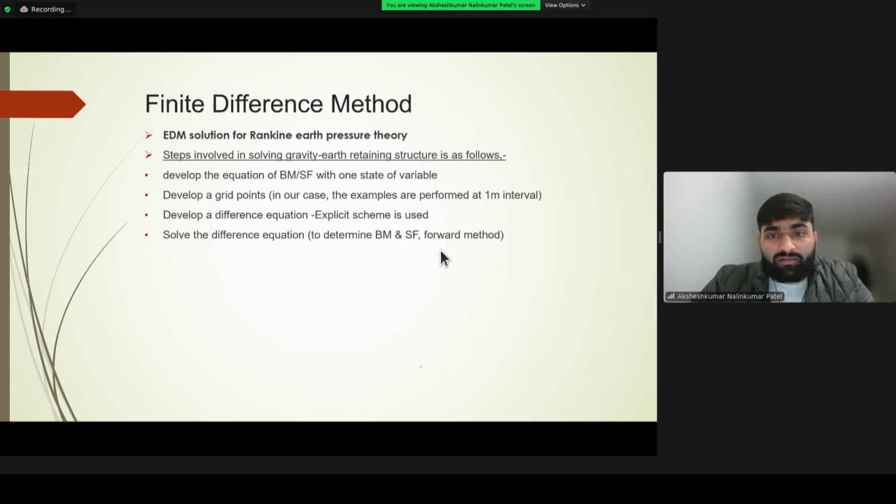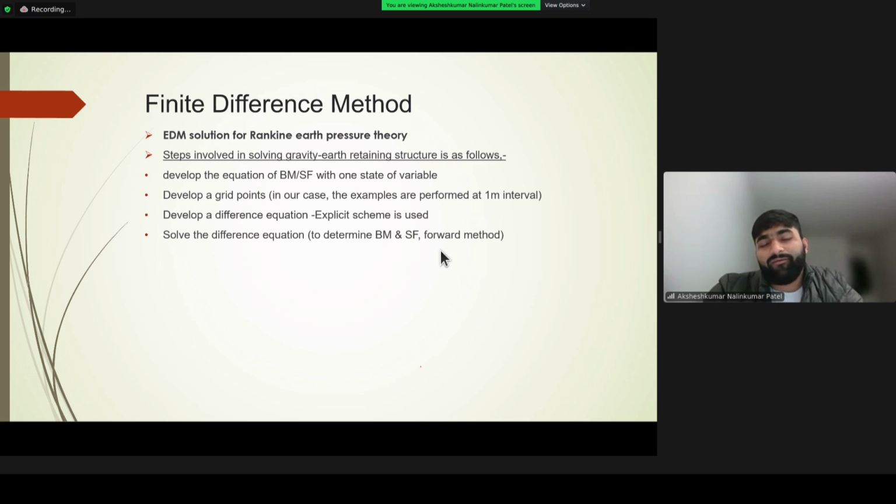So first of all, to solve this kind of equations or problem, especially in Rankine's theory, we develop the equation first for the bending moment or shear force in one state variable. Then we develop the grid points. Mostly we introduce a 1 meter interval. In the next example, I take a 1 meter interval, and it is the most reliable to choose, so we can easily calculate the grid points.